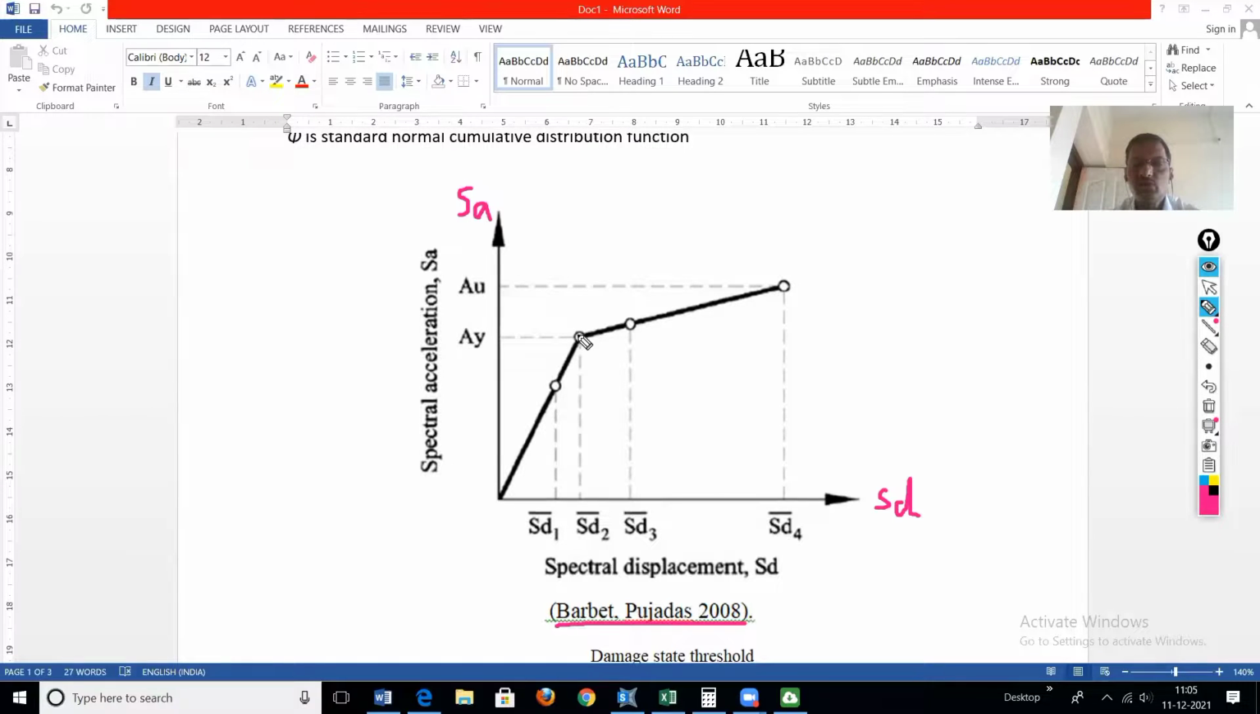From this point to this point is called the yielding, and after that the slope of the curve is a little bit milder. So this is the initial stiffness, and this is the effective stiffness. So this is called the Barbat curve. This Barbat curve, which is bilinear in nature, is used to calculate the median values of different damage states.